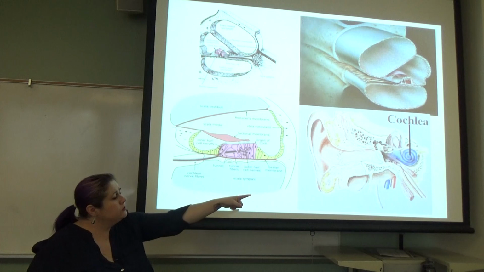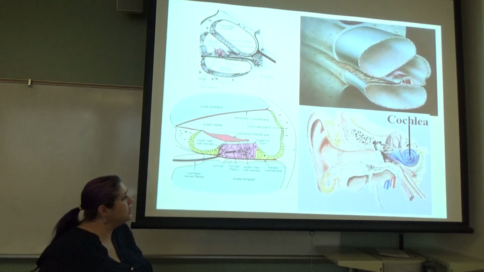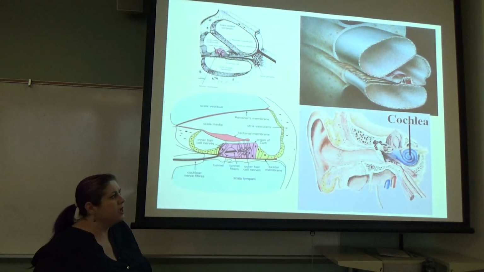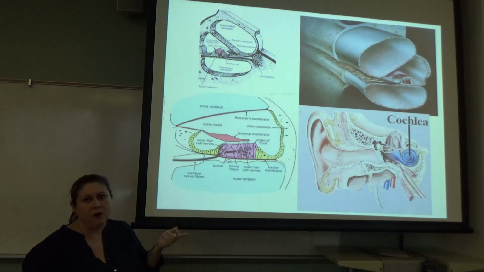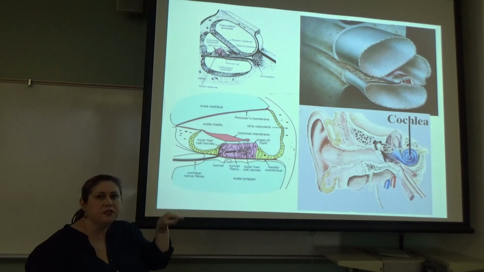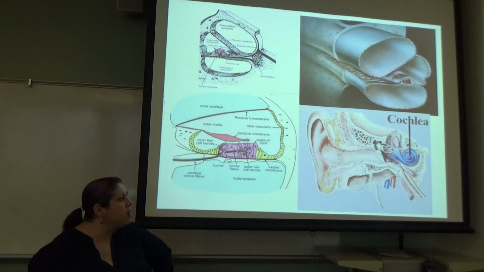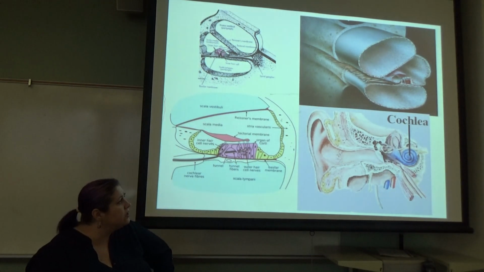Okay, so down here in the bottom left-hand side is the cochlea. The cochlea means snail, and it's called that because it looks like a snail shell. It's curled up and it's inside your ear. It's the inner ear, the main structure of the inner ear.